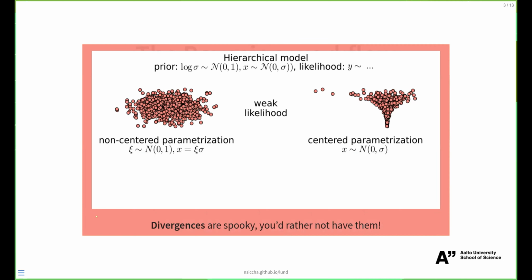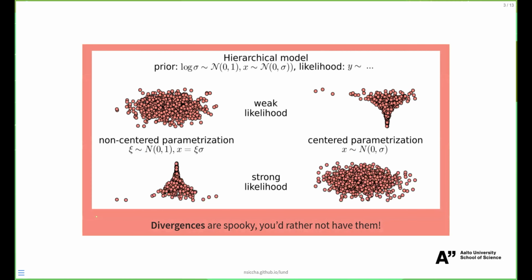Okay, now to add insult to injury: if you have tuned your model to give you this top left shape, suddenly you have the same model but different data, so maybe just more data. Suddenly you have a strong likelihood, and what used to work perfectly now gives you the other funnel. You again encounter divergences, but if you were now to switch back to the so-called centered parameterization, then again sampling works out fine.